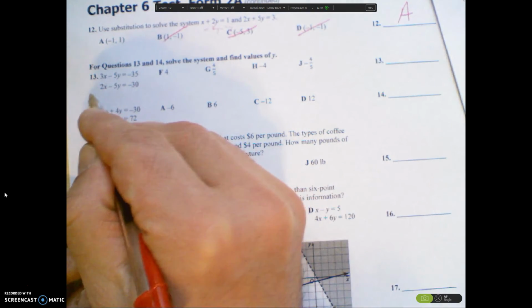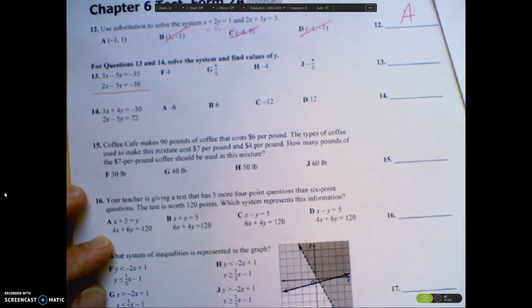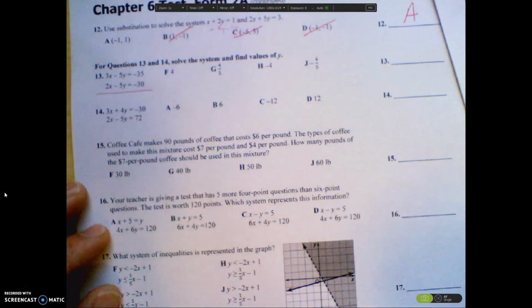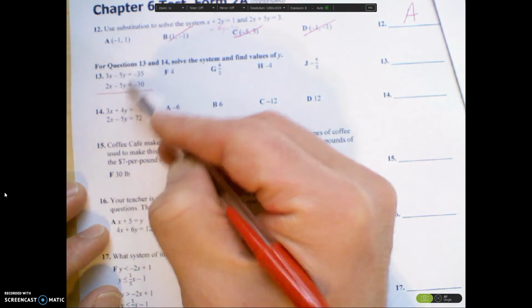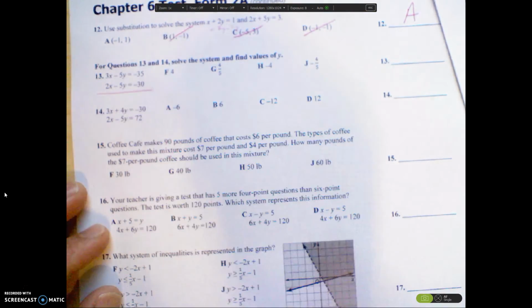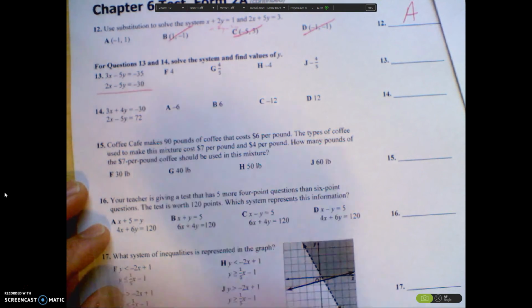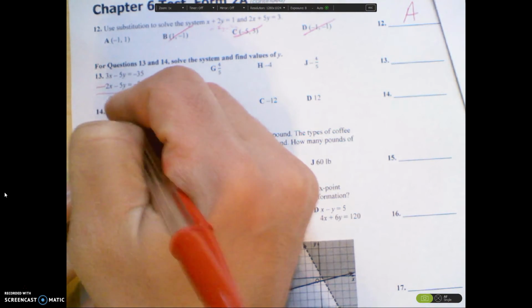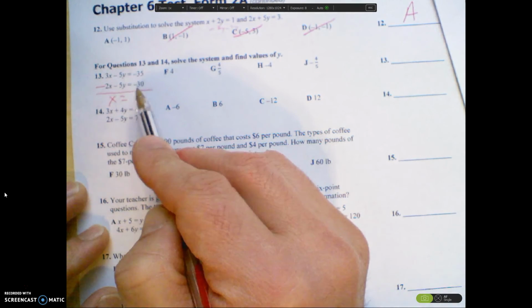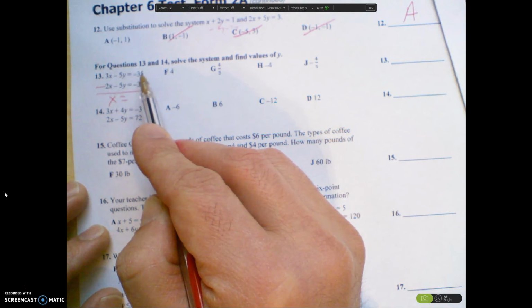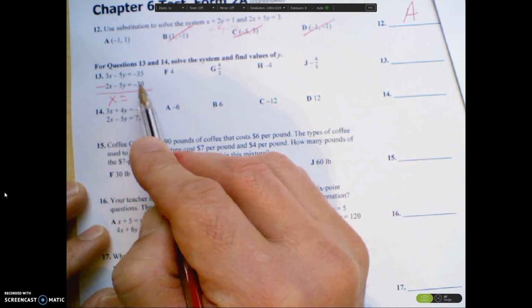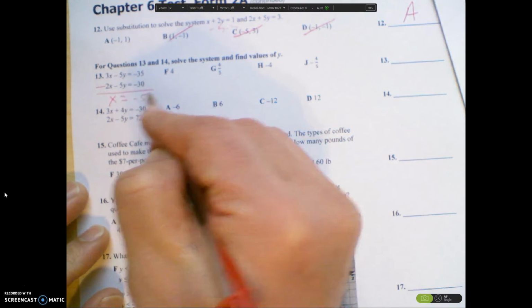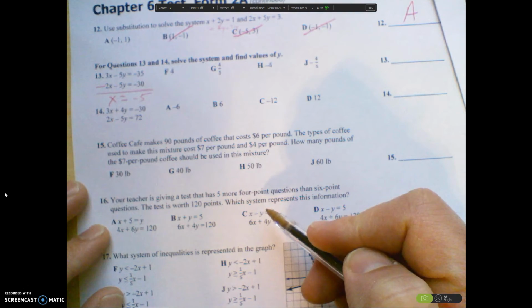I'm looking at 13, and I see a very simple elimination problem. The y's are the same. They both have the same sign. We're going to subtract these. So 3x minus 2x is x. And negative 35 minus negative 30 is actually negative 35 plus 30, which is negative 5. But again, they want the y.